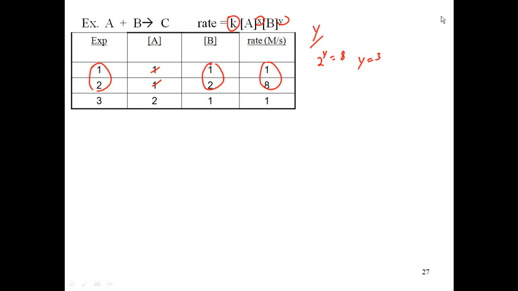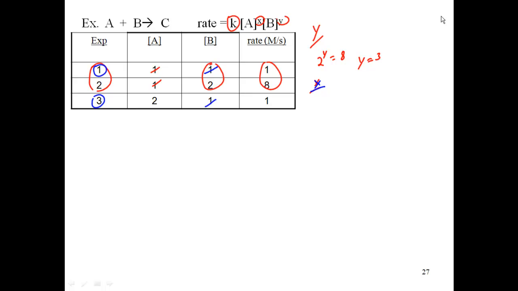If I want to know what the X is, by inspection, I have to look at 2 other experiments. So let's look at X. In this case, I'm going to look at 1 and 3. Why? Because then my B concentrations will cancel out. Now I already know what Y is, so I don't really need to cancel them out, but it makes the math easier if I do get them to cancel out, so I'll choose 1 and 3.